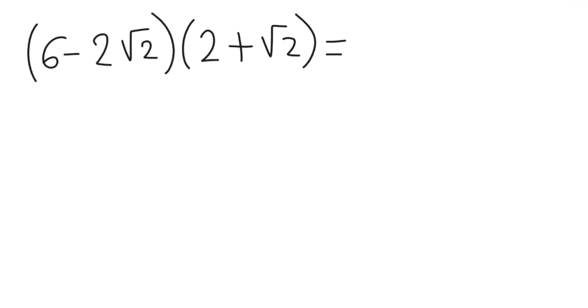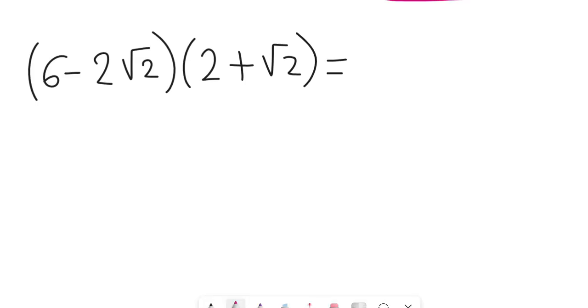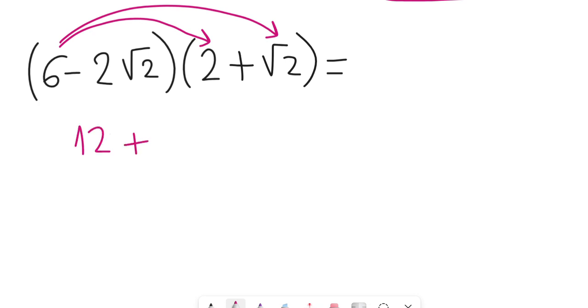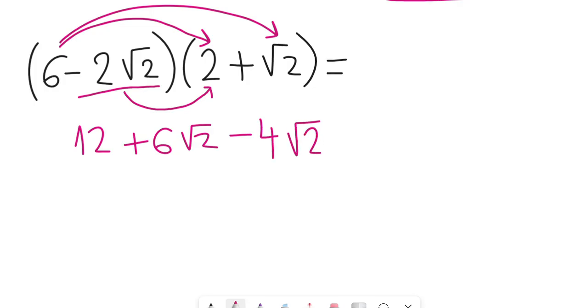So we say here, guys, we start by multiplying 6 by 2, 6 by radical 2. 6 multiplied by 2 is 12. 6 multiplied by radical 2, 6 radical 2. Negative 2 radical 2 multiplied by 2. Number by number, remember that. It will be 4 radical 2, we just copy. Negative 2 radical 2 multiplied by radical 2.